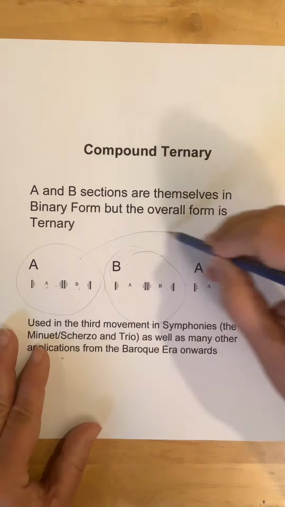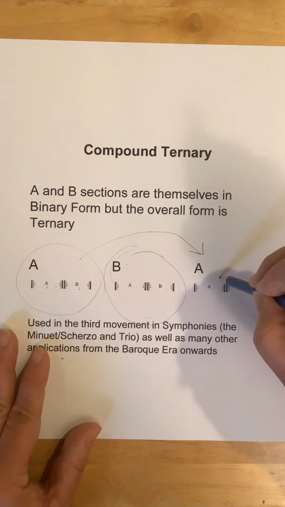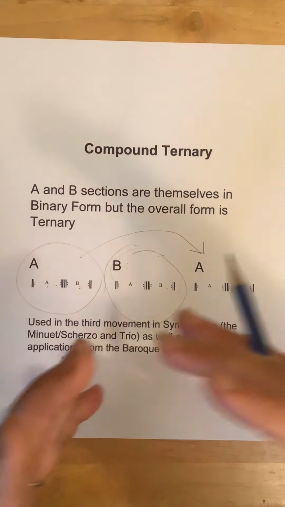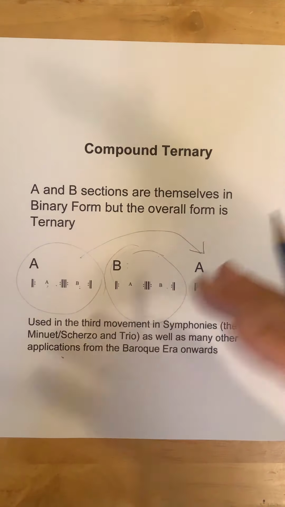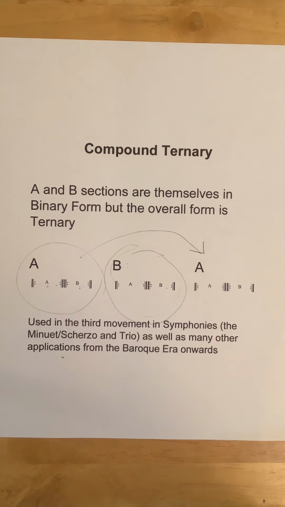And then this is an exact repetition of the A, back again, exactly the same thing. So it's A, B, A on the grand scale of it, ternary, but within each section, it's binary. And that's called compound ternary.